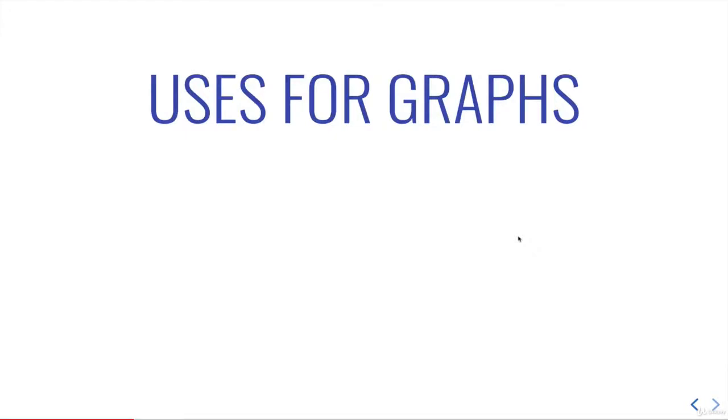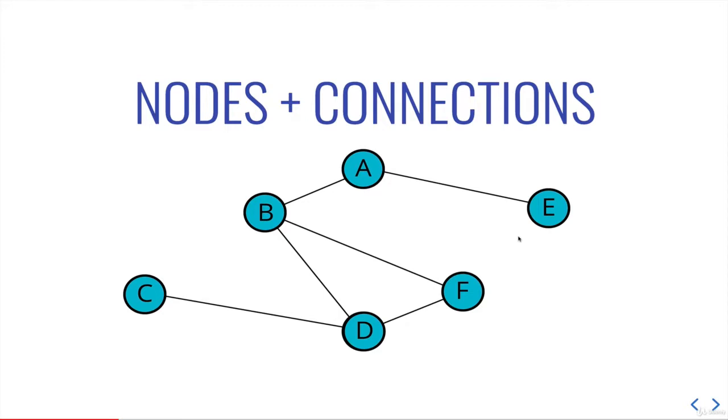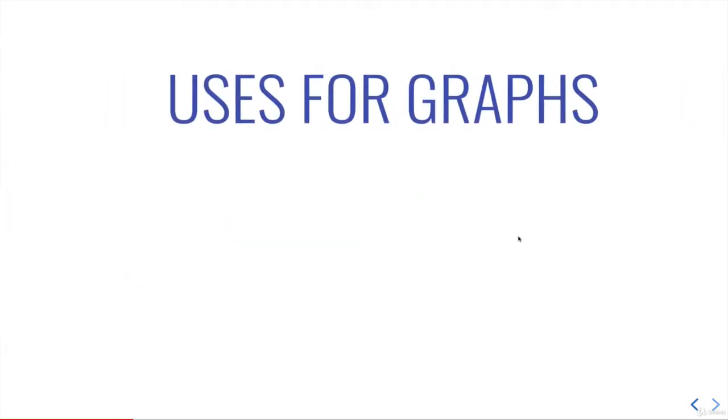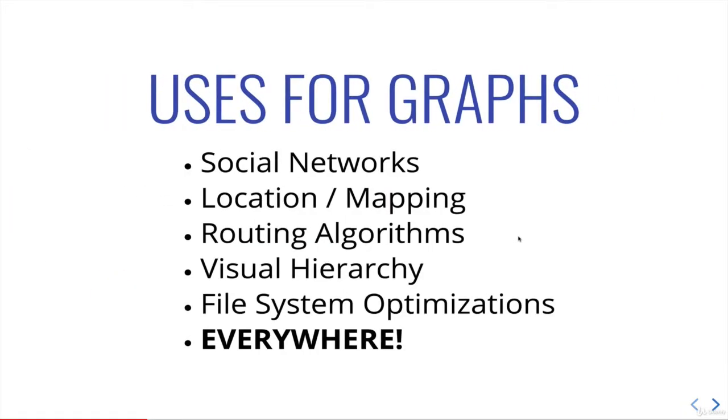So now I want to talk about some real world applications. Where does this stuff come up? A bunch of nodes connected by lines. Well, all over the place. Social networking, I'll talk about. We'll also talk about things like mapping, Google Maps, directions, location, pathfinding, routing.